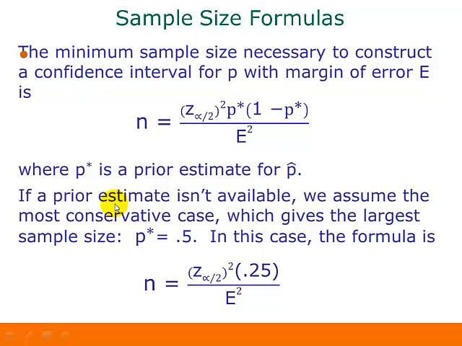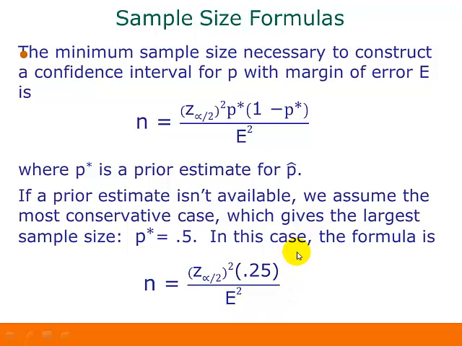Now, if we have no idea or if a prior estimate isn't available, then we assume the most conservative case, which gives us the largest sample size, and that would be when p star is equal to 0.5. In other words, if we have no way whatsoever of estimating our sample proportion, then we go with the most conservative estimate, which is that our sample proportion is just 1/2 or 0.5. In this case, the formula is a little simpler. We take our critical value and square it times 0.25 and divide by e squared.